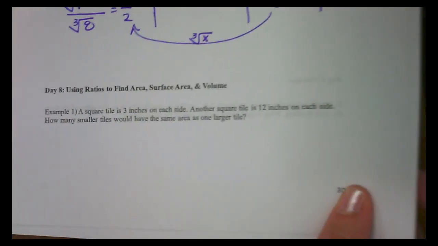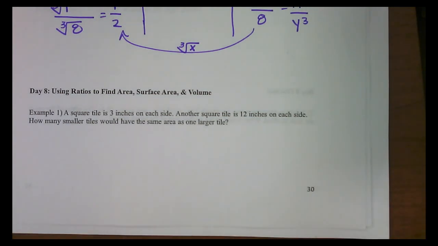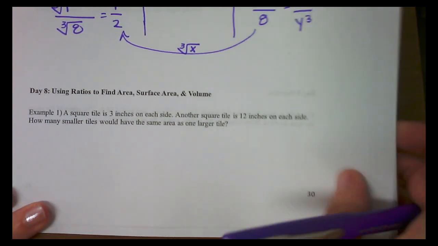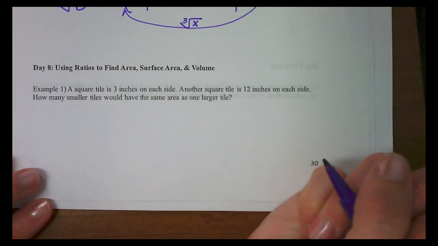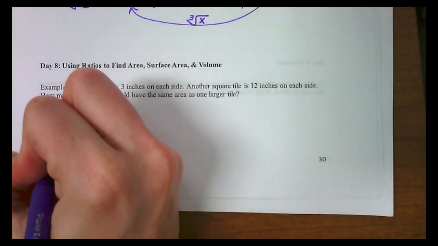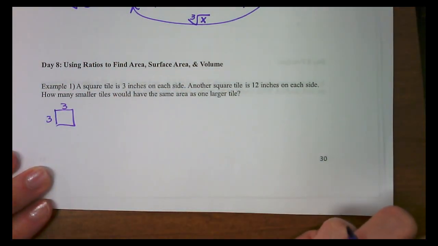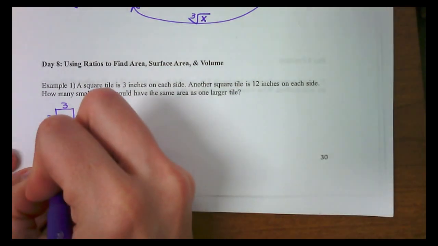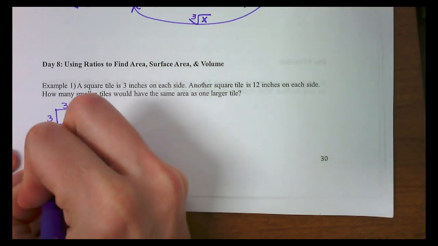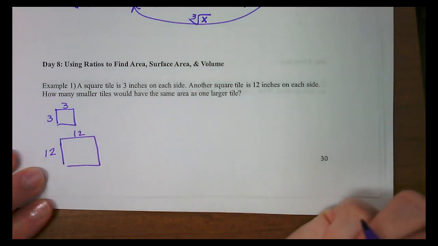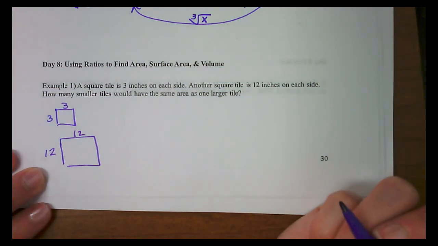Okay, now we're going to look at day 8 because day 8 is using this stuff to solve other problems. So day 8, we have a few examples we're going to do. It says a square tile is 3 inches on each side. So a square tile would look like this. Another square tile is 12 inches on each side. So it's slightly bigger, 12 inches on each side. How many smaller tiles would have the same area as one larger tile?